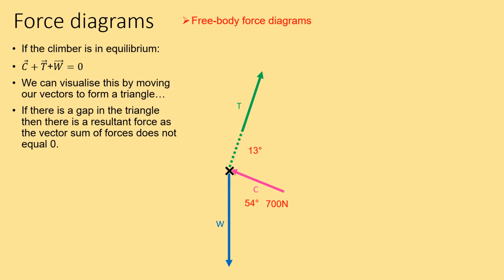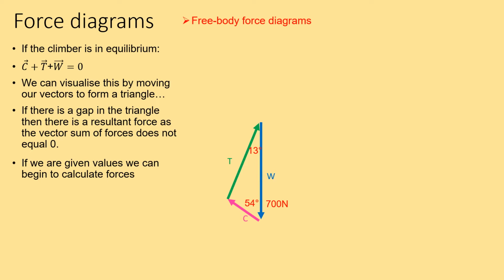We can visualize this. If we put all of these back into a triangle, it would create a nice closed path. If there was a gap in the triangle, there must be a resultant force, and that resultant force would be given by the gap in the triangle. So here we go. We've put that into a triangle. We know the angles. We've got 13 degrees, 54 degrees, and a force of 700 newtons. And so this means we've got a closed triangle. We can now calculate all the other forces on it using trigonometry.